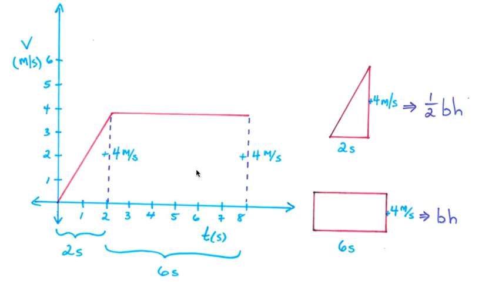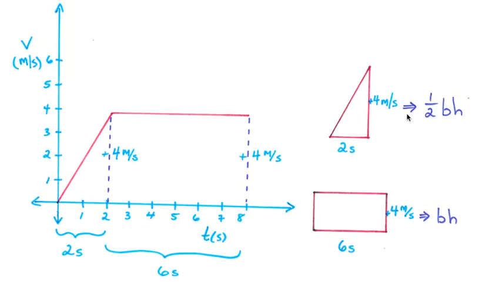So just to show you how I calculate the area, I assume this was a triangle with a base of 2 seconds and a height of positive 4 meters per second. This rectangle had a base of 6 from 2 to 8 seconds and a velocity of positive 4 meters per second. So I've just kind of moved them over here. I have this triangle and I have this rectangle.